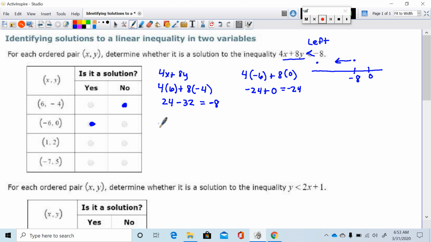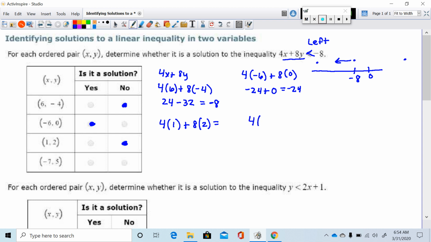Okay, 1, 2. 4 times x is 1 plus 8 times y is 2. Okay, I can automatically stop there because everything's positive, so it's going to be a positive answer, which is somewhere over here. So yeah, that's a no. If you're looking for a negative number and everything's positive, you can stop. You don't have to do it all.